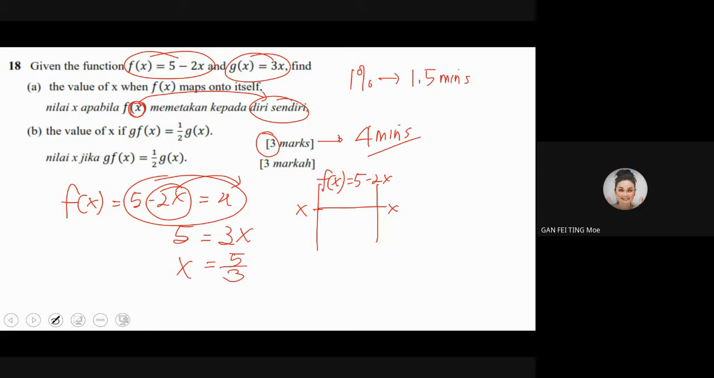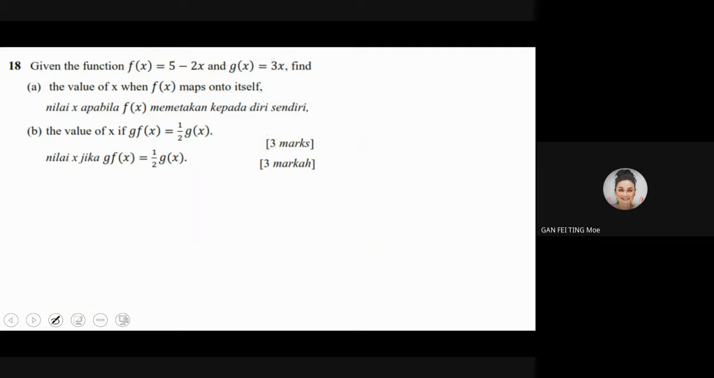So very simple. Then you get yourself the marks already here. You get a mark. Whether the working gets marks or not, it depends. Whatever, we want to make sure that we get the answer correct. Okay, then we go to B. Okay, let's go on to B.